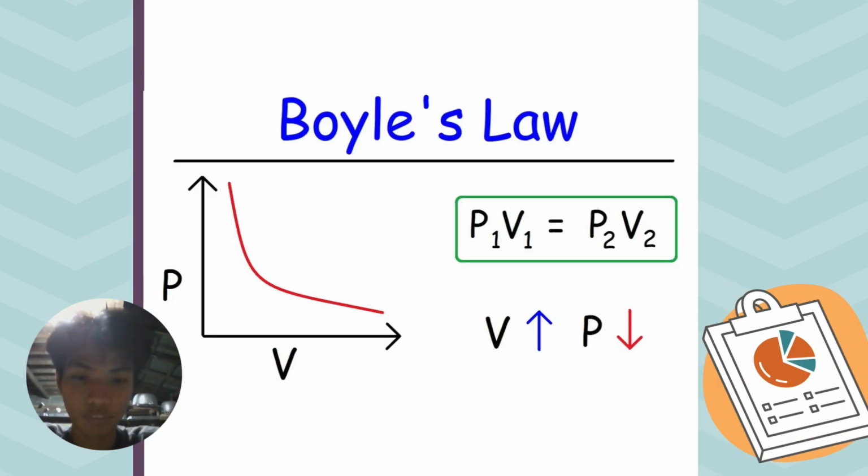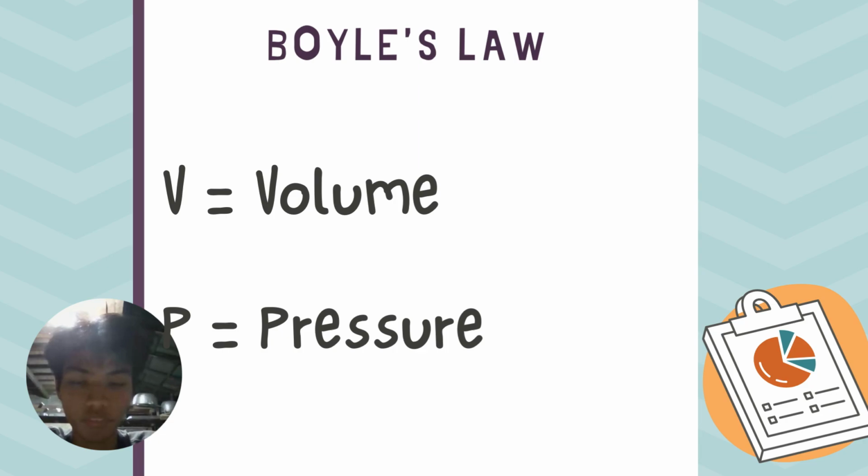Now, in our visual representation here, it shows that when V increases, the pressure decreases, and vice versa. When the pressure increases, the volume decreases. So it shows that it is inversely proportional. Now for our variables, V equals volume and P equals pressure.